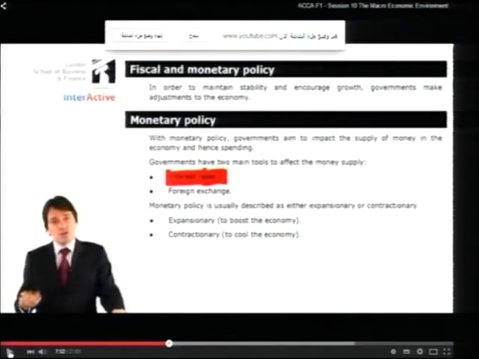Monetary policy is run by the central bank. For instance, if you talk about the United States, the Federal Reserve Bank is in charge of running monetary policy. If you talk about Japan, the Central Bank of Japan is in charge of running this policy. If you talk about Jordan, the Central Bank of Jordan. If you talk about the Palestinian territories, the Palestinian Monetary Authority.